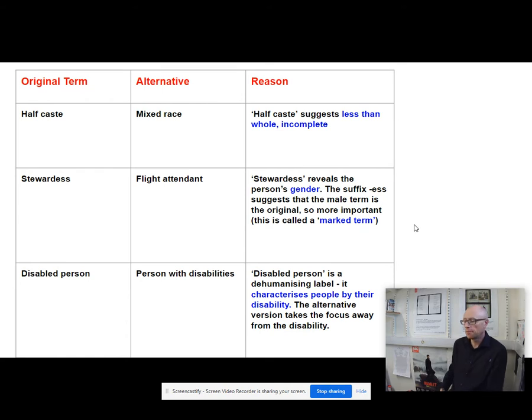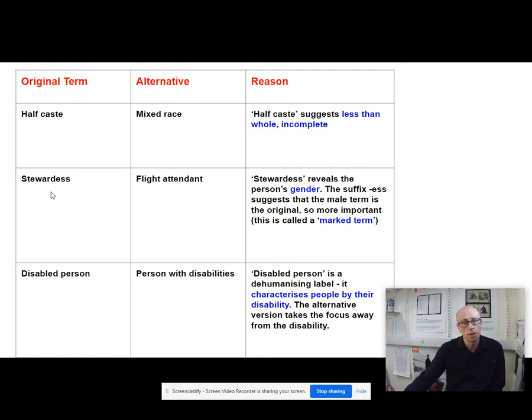Let's look at some examples of words which were deemed politically incorrect and their alternatives. Half-caste, for example. So this is the adjective that's used to describe a child that comes from mixed race offspring. And so mixed race would be an alternative, and people objected to the adjective half-caste because it suggests something incomplete, something less than whole. There was that famous GCSE anthology poem that we used to do with John Agard called Half Caste that made the point really well.